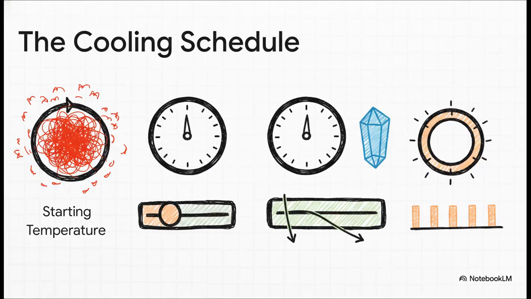Now, this whole process is controlled by something called the cooling schedule, and this is super important. Think of it like a set of dials you have to tune for your specific problem. You need to decide, how hot do you start, how fast do you cool things down, and how long do you search at each temperature level? Getting this schedule right is honestly half the battle in making the algorithm work well.